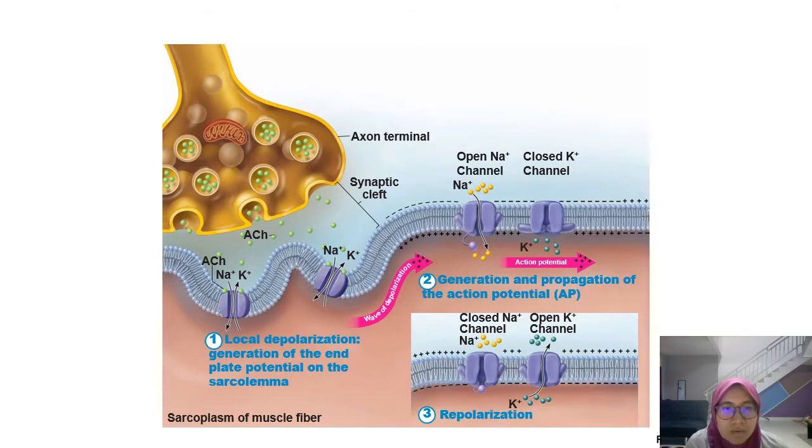Right here is the local depolarization. Depolarization means generation of the end plate potential on the sarcolemma. The end plate is at the end of the muscle. The sarcolemma is the outer layer of the muscle. The depolarization has a wave, coming from here to here, and the generation and propagation of the action potential begins.